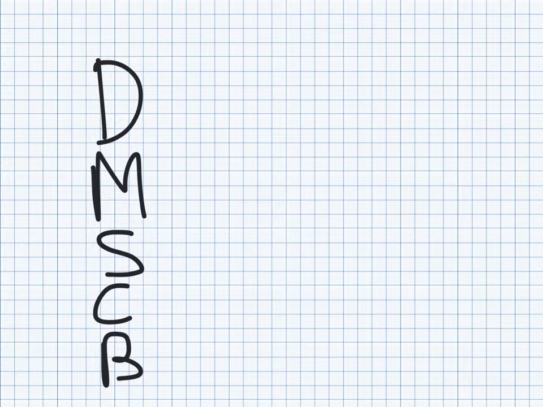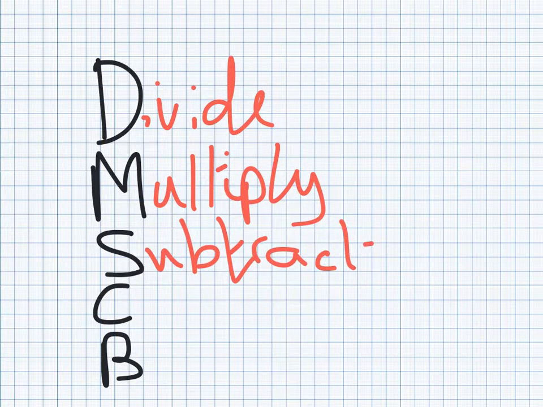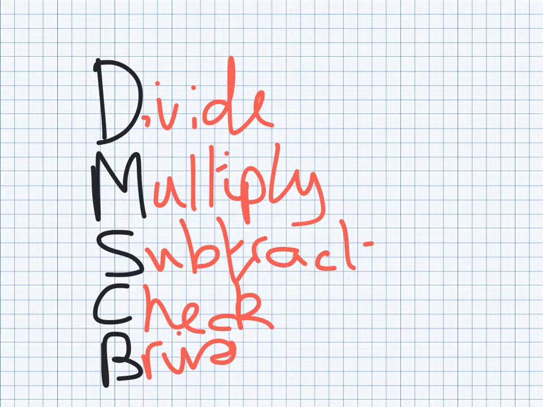So we're going to use an acronym to help us remember how we use this method, and that acronym is DOES McDonald's sell cheeseburgers. What each of those letters stands for is divide, multiply, subtract, check, and then bring down. Now, you may not understand all of this right now, but in a second you will.